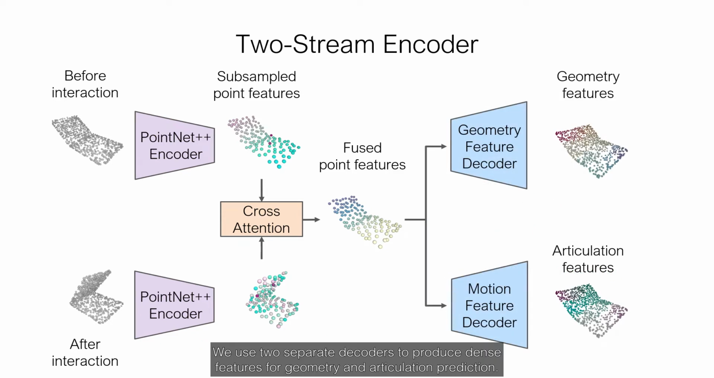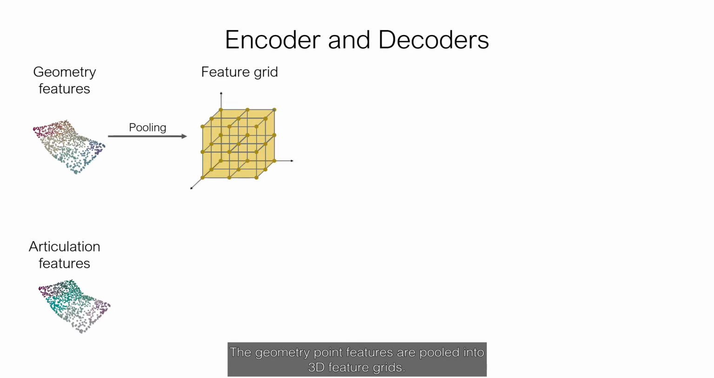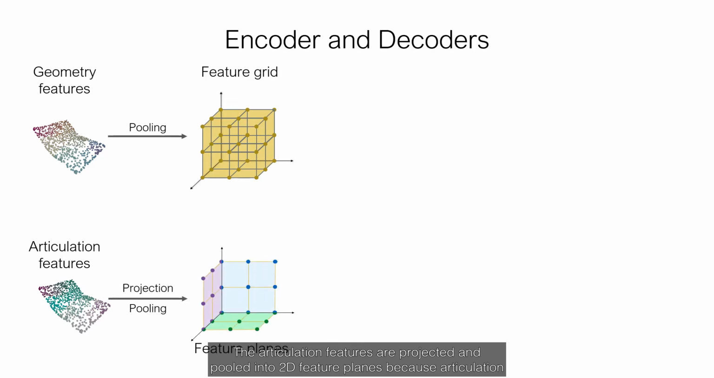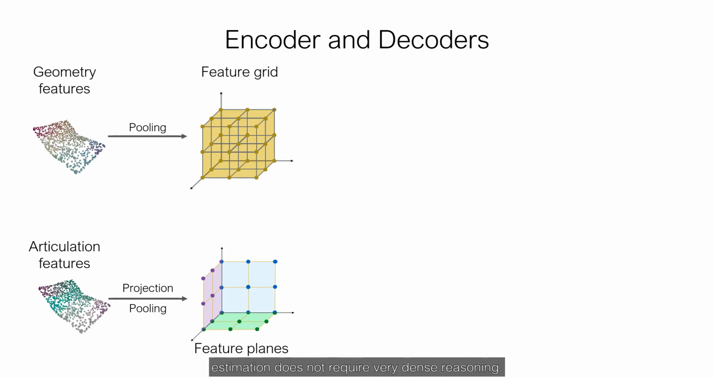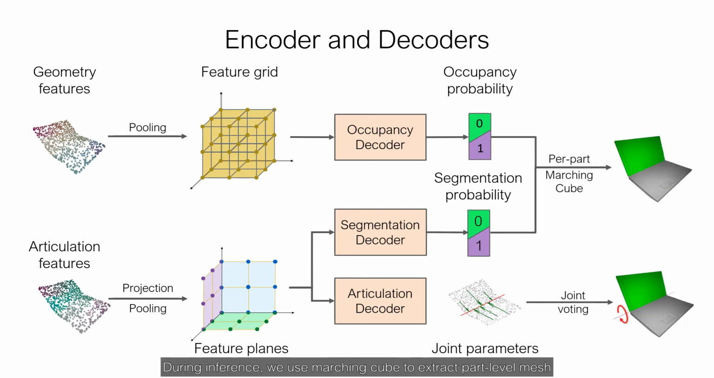We use two separate decoders to produce dense features for geometry and articulation prediction. The geometry point features are pulled into 3D feature grids. The articulation features are projected and pulled into 2D feature planes because articulation estimation does not require very dense reasoning. Then we use implicit decoders to query per-point occupancy and segmentation, as well as per-point joint parameters. During inference, we use Marching Cubes to extract the part-level mesh and use joint voting to estimate the global joint parameters.